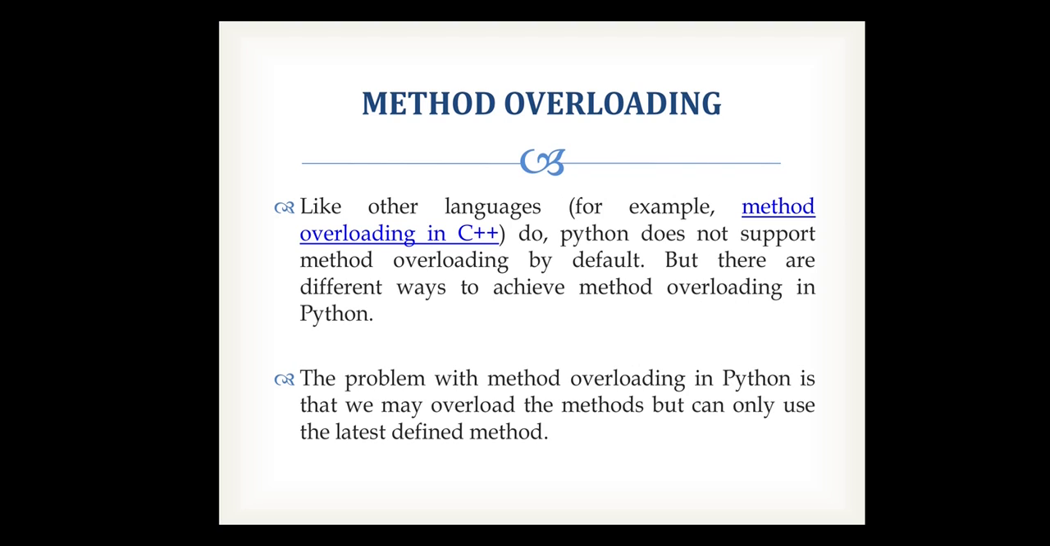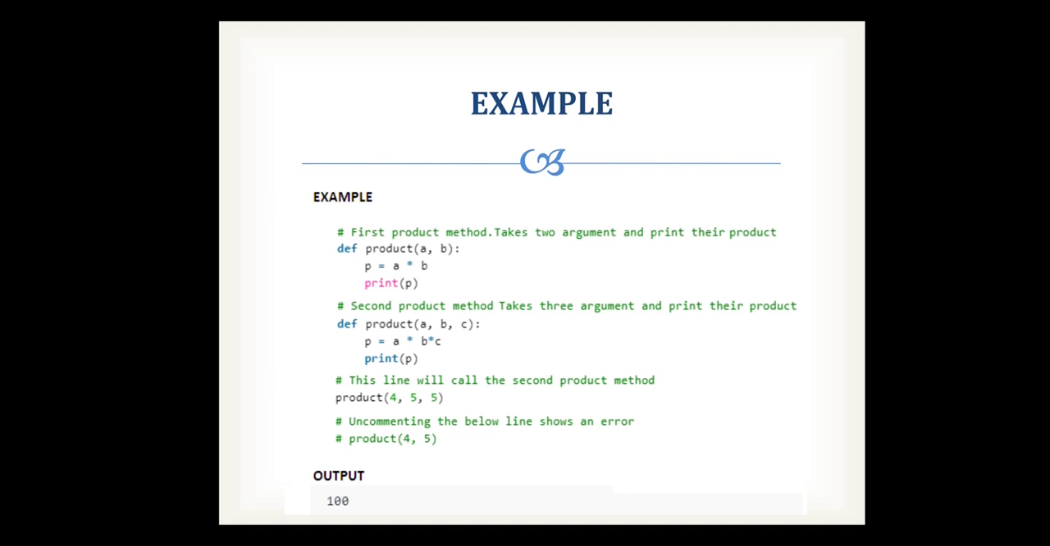The problem with method overloading in Python is that we may overload the method but can only use the latest defined method. When you specify a method and afterwards specify a method with the same name again, it is overridden, because Python directly accesses the latest method, not the previous one. So that's why it is a problem. How to achieve overloading, we'll see in this example.